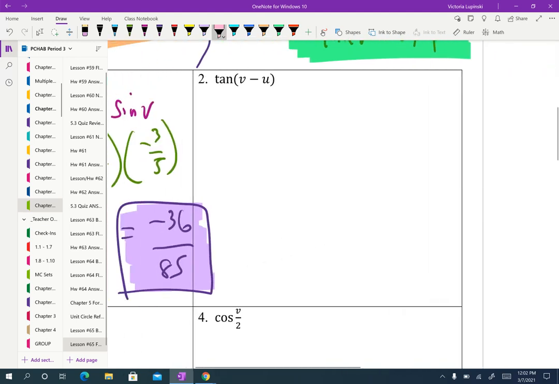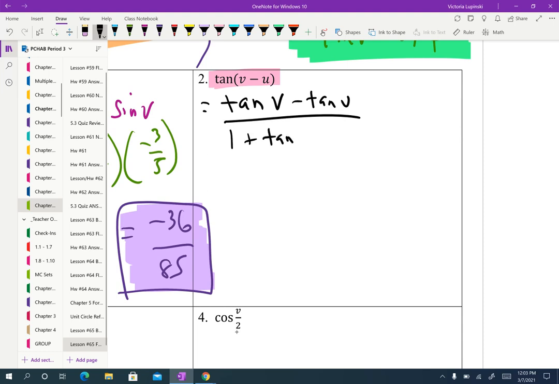Here in number 2, we're now doing the tangent of v minus u. So order does matter. If the v is first, you have to put the v first. You don't get to make up your own rules. So looking at the formula, it's the tangent of the first thing minus the tangent of the second thing, all over 1 plus the tangent of the first thing times the tangent of the second thing. You're going to go ahead and plug all the values in where they go. So there is my big fraction bar.